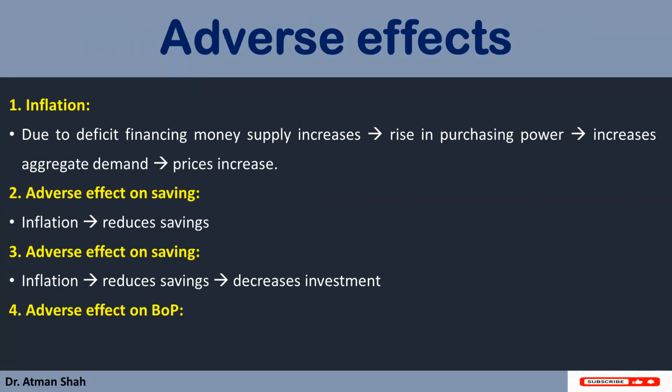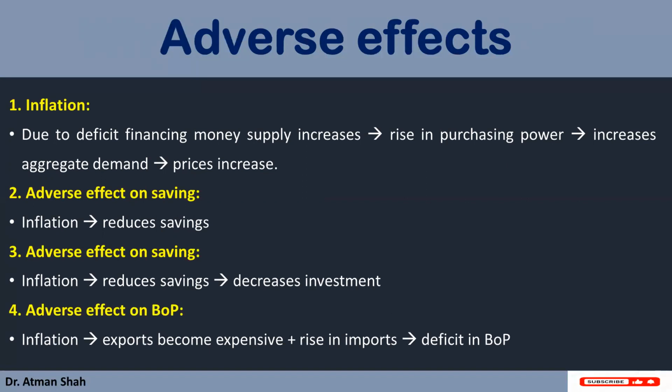And fourth is adverse effect on balance of payment. Now, because of inflation, exports become expensive, and on the other hand, the increase in money supply actually increases the imports, and therefore we have a deficit in the balance of payment.